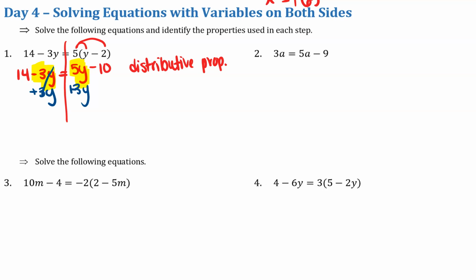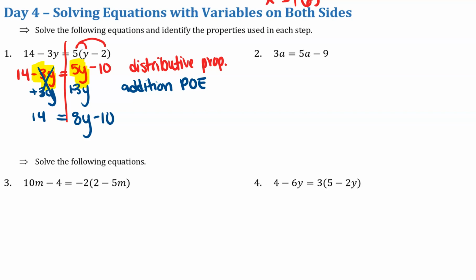All right, so those cancel. All we're left with on the left side is 14. On the right side, we'll have 5y plus 3y, which is 8y. And then we'll still have this minus 10. So what we did here was we added something to both sides. So that's the addition property of equality.